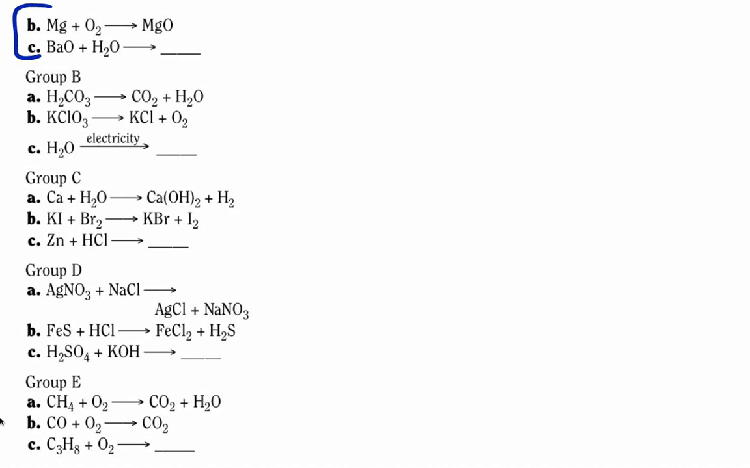These are all synthesis reactions. We have two things coming together to make one. Notice magnesium and oxygen to make magnesium oxide. Now barium oxide and water. If those come together, what can we form in a synthesis reaction? Well, again, we have to start looking at that water as hydrogen hydroxide. And what we will form in this reaction is barium hydroxide, like this.